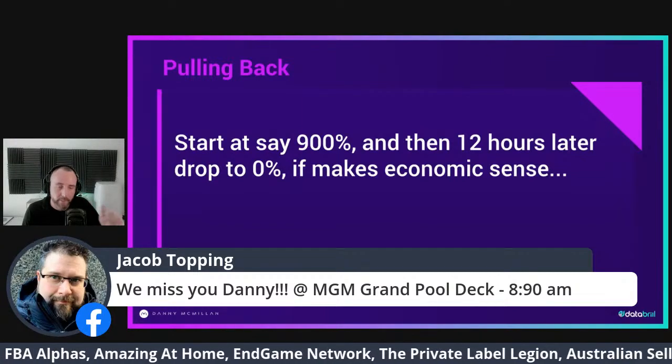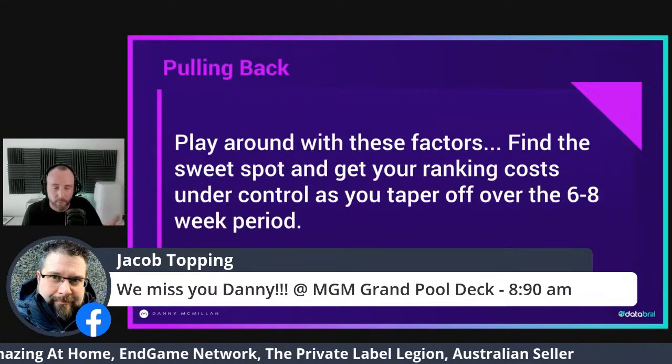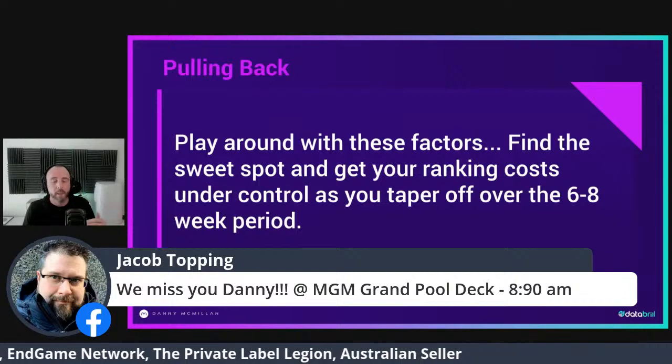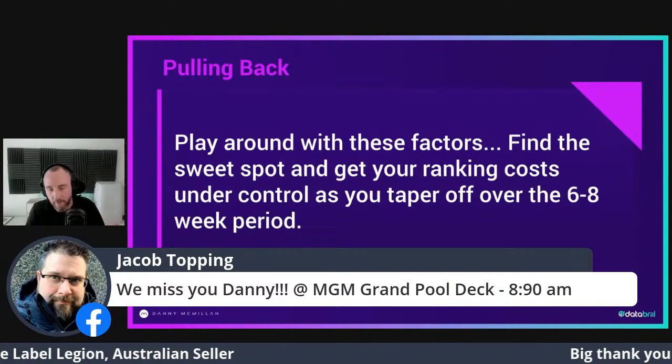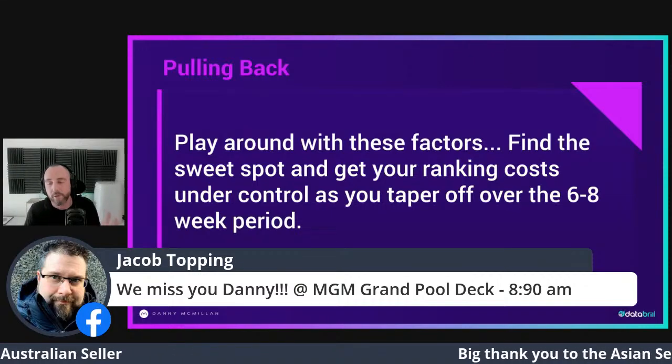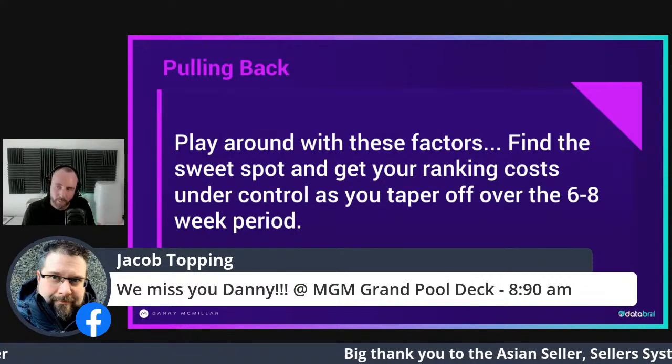So this is going to take time to really zone in on that. What you would end up doing is you'll play around with these factors, find the sweet spot, and get your ranking costs under control as you taper off over the 6 to 8 week period.